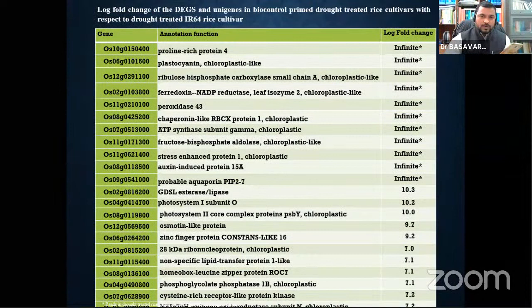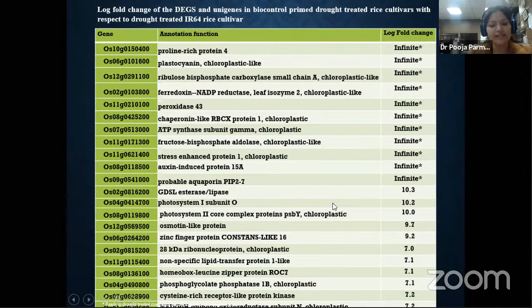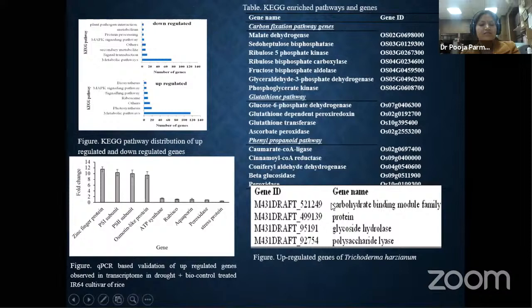The photosynthetic genes are highly expressed, and osmotic-related genes are also highly expressed. Next is the KEGG analysis, which also shows that metabolic pathways and photosynthetic genes are highly expressed. Some of the photosynthetic genes were validated by qPCR in the laboratory, and the results are consistent with the previous results. Then the KEGG enrichment shows C3 cycle enzymes, glutathione pathway enzymes and phenylpropanoid pathway enzymes. These are highly upregulated in the biocontrol-treated rice.